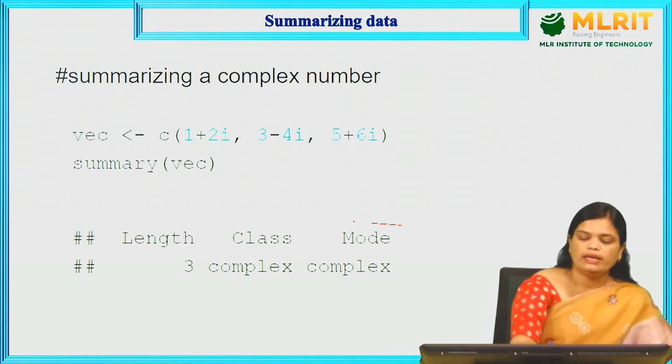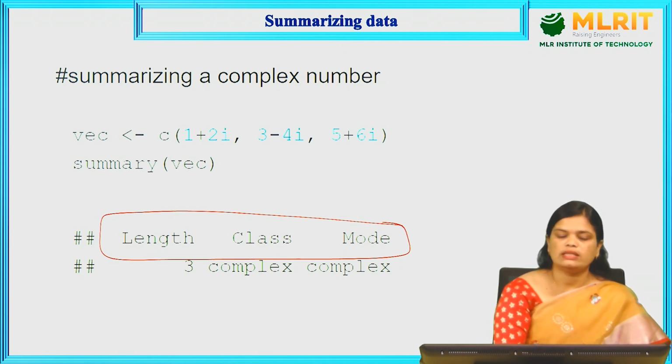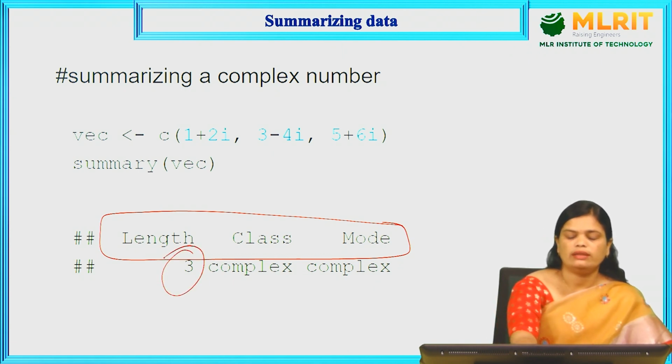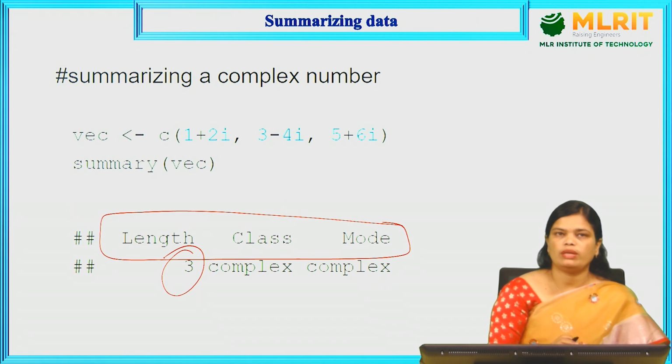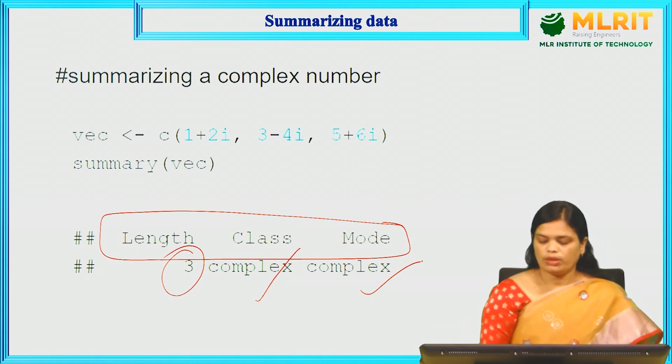So we'll be getting the output like this: length, class, and mode. So we have the length, 3 numbers of complex data we have. The class type is the complex type, and the mode type is also the complex type.